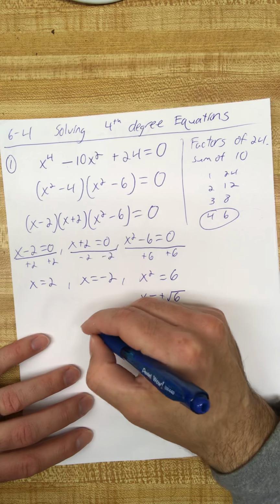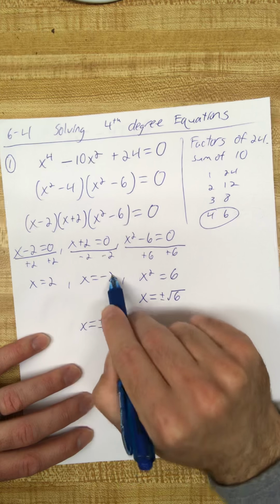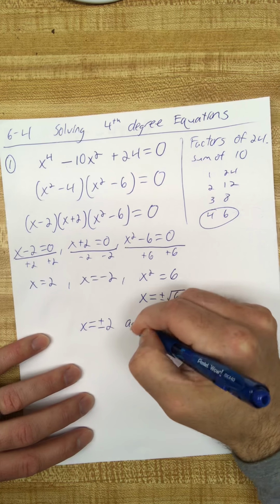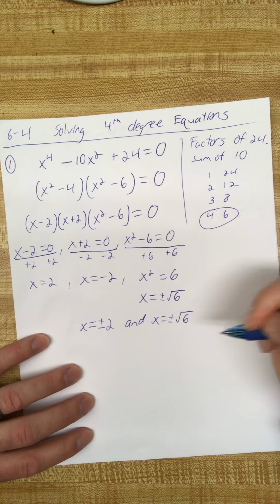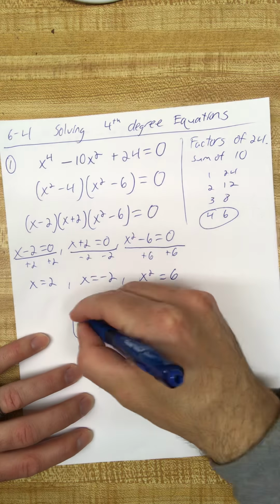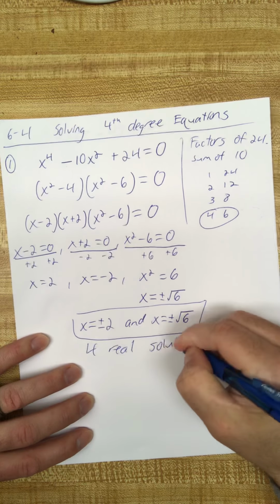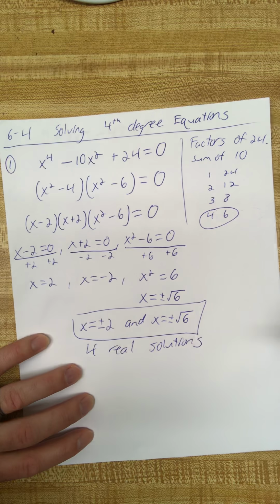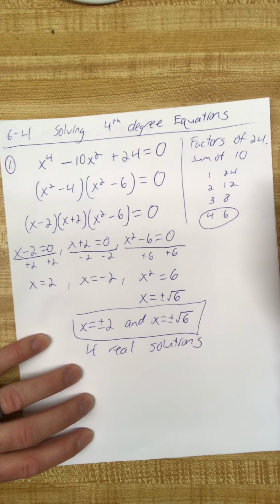So final answer, I'm just going to write this nice and neat here. x equals positive and negative 2, and x equals positive and negative square root of 6. All right. So again, this is a fourth degree function. In this one, we have 4 real solutions. If you would go graph our original in Desmos, you're going to see 4 x-intercepts.